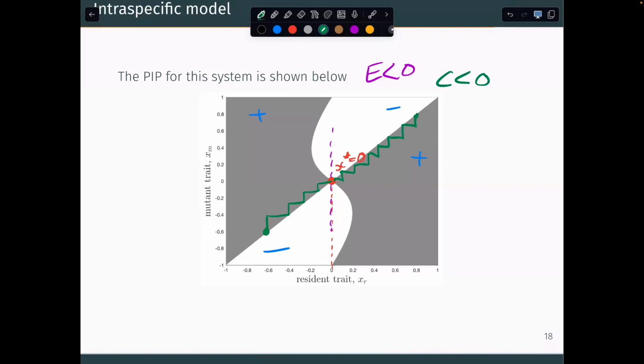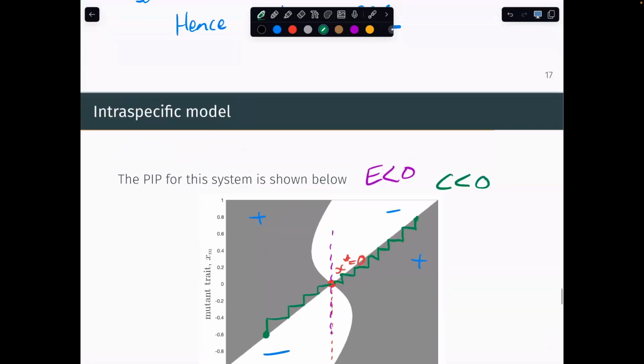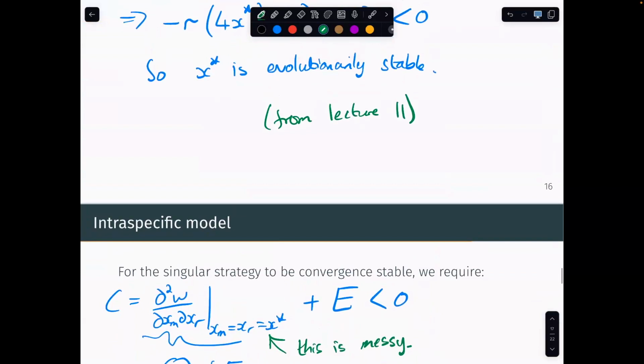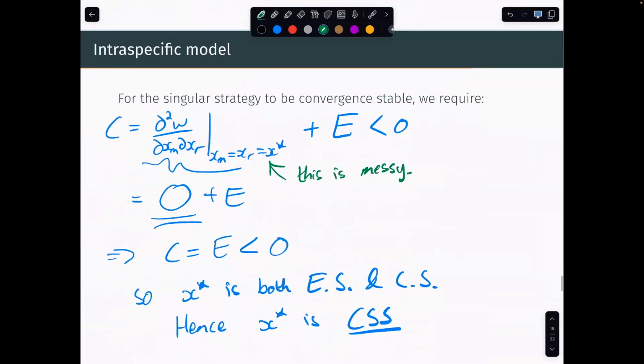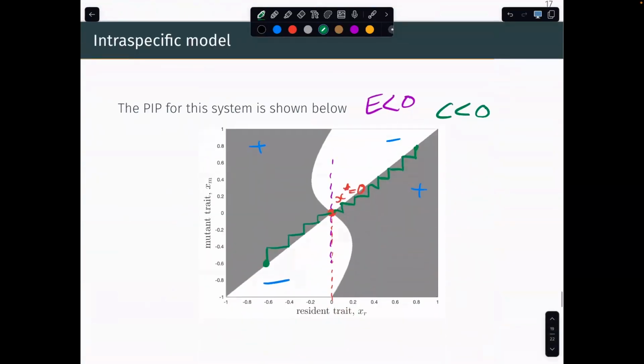You can see why, if you can generate a pairwise invasion plot, it's usually a lot simpler to work these things out rather than having to work out these horrible second order derivatives and so on. However, there will be many cases where you can't necessarily pull out a PIP, or it's a little bit too tricky to do that. Or you want to show things rigorously.